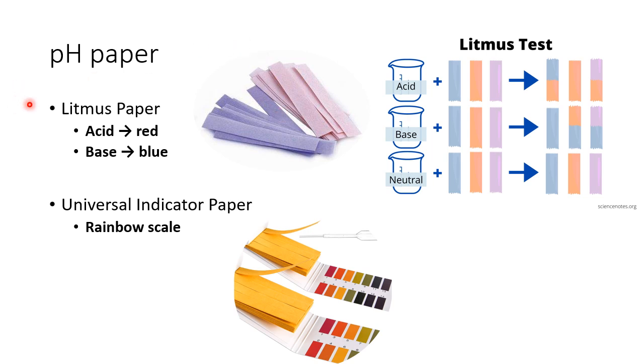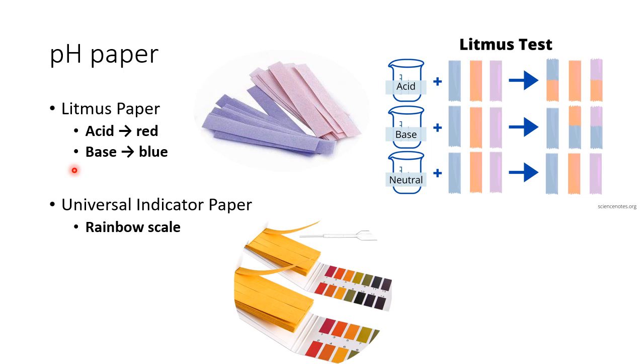So the first pH paper we're looking at is litmus paper. We mentioned litmus in our acid and bases properties. This is a compound that changes color based on acidity or basicity. So acids will turn litmus paper red, and bases will turn litmus paper blue. You can see in this example you have blue litmus and red litmus. If it's dipped in an acid, they end up being red. If it's dipped in a base, they end up being blue. And if it's dipped in neutral water, there is no change.